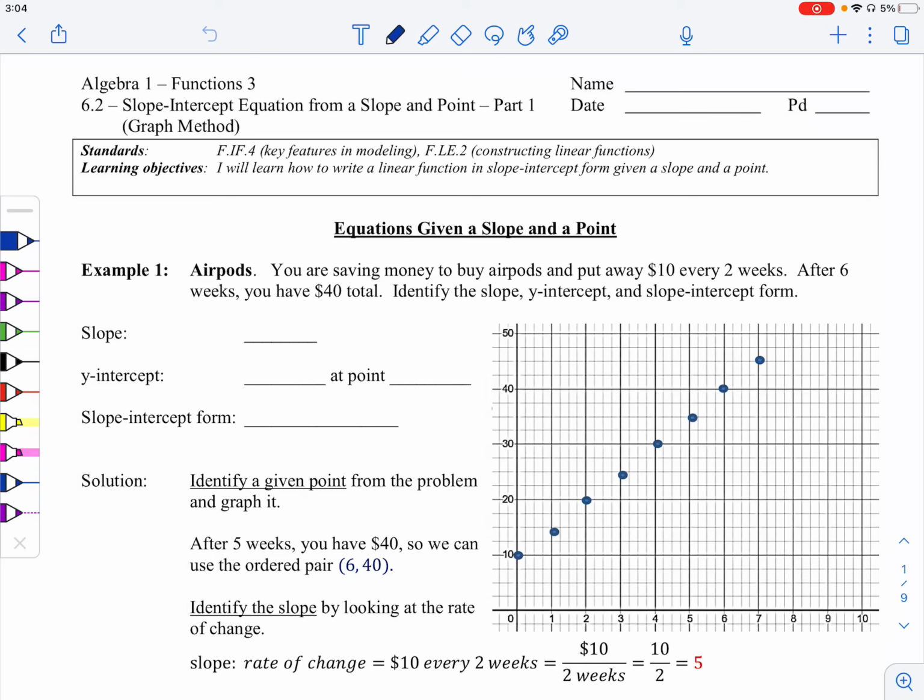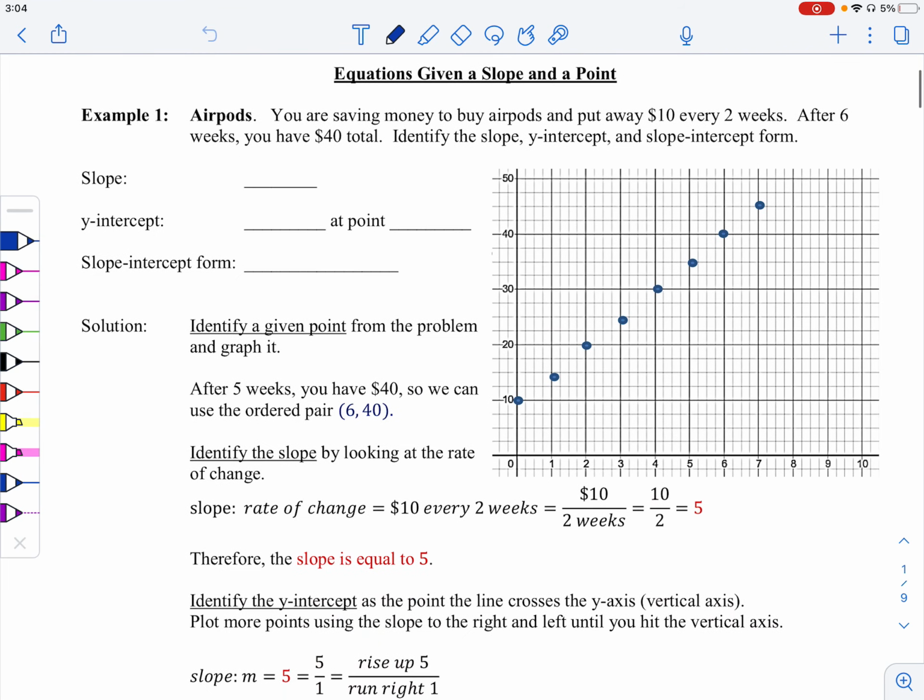All right, welcome everybody. This is 6.2, slope-intercept equation from a slope and a point. So given a slope and a point, we're going to find our equation, our y-intercept, and put it in slope-intercept form and then use it, right? This one says AirPods. You're saving money to buy AirPods and put away $10 every 2 weeks. After 6 weeks, you have $40 total. Identify the slope, y-intercept, and slope-intercept form.